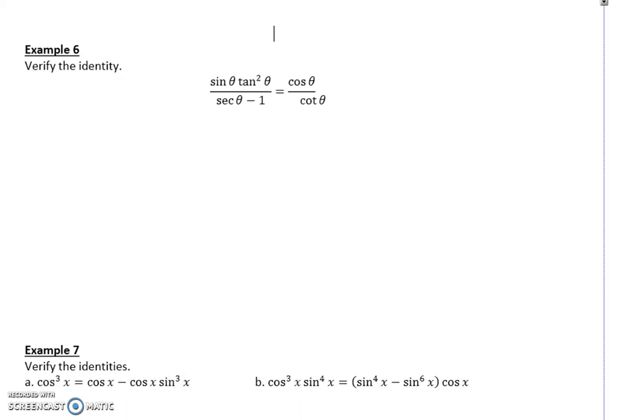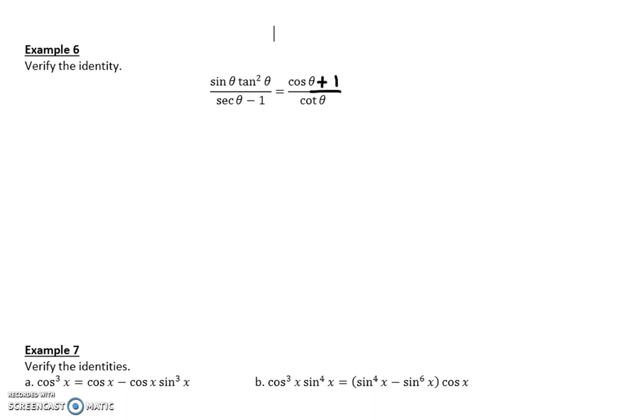All right, let's take a look at example number 6. Verify the identity. Now in this case, it looks like it printed weird. So let's add the rest of the problem. That is interesting. So there should be a +1 in the numerator on that right-hand side. Not sure what happened there.